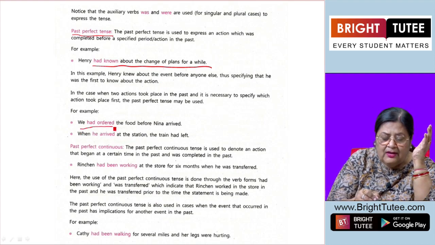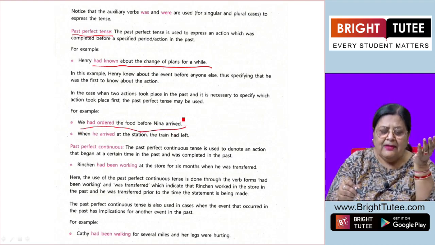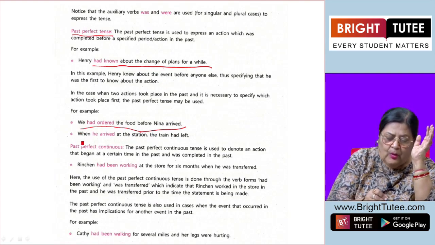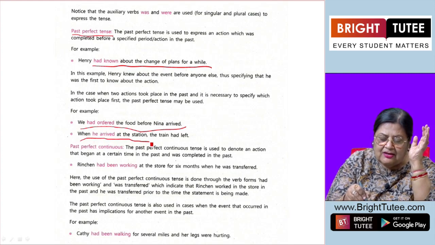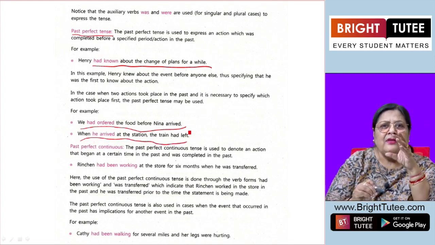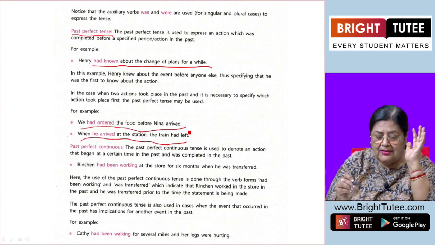We had ordered the food before Nina arrived. Like before anybody arrived, it was known that it had already been ordered, so he had ordered. When he arrived at the station, the train had left. So here, the train had left, it had already gone, so he arrived at the station when the train had left. Like it had already gone and then he arrived.